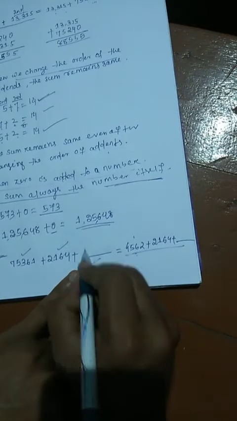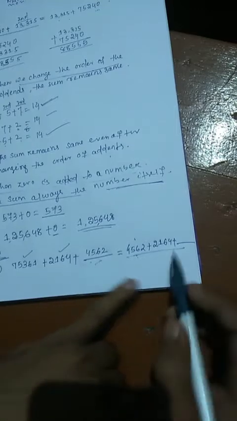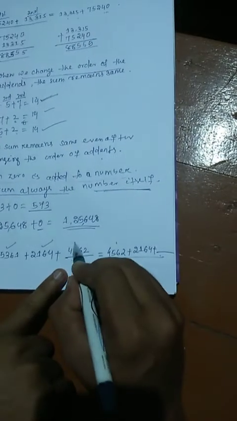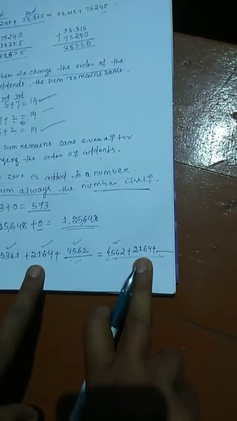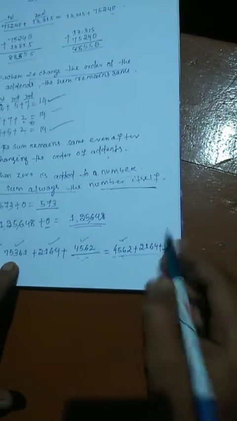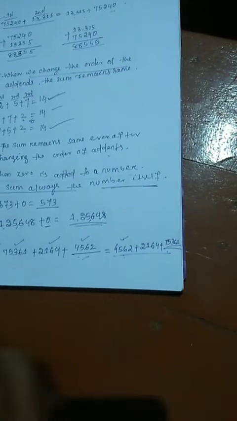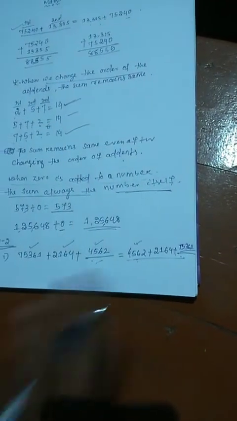So we will put 4,562 here. In this place, check it out. Here is this number, here is this number. Then this number is not on this side. So we will write this number in this place. In this way you also do. This is the easiest way.